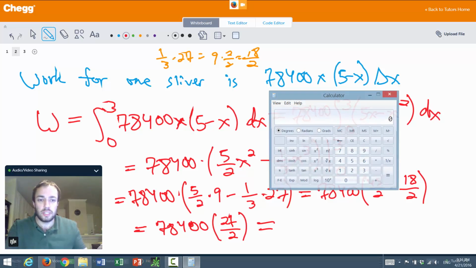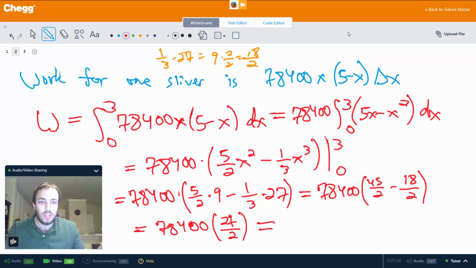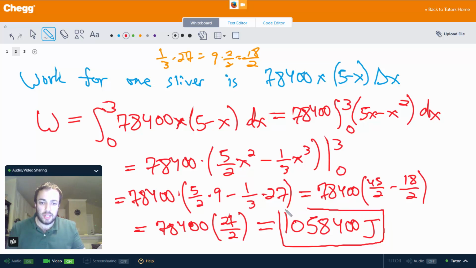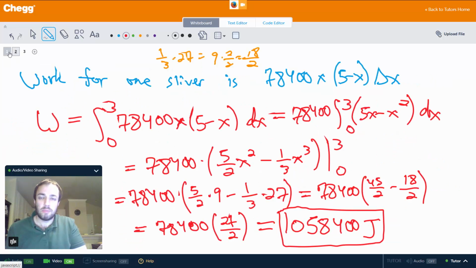And then 78,400 times 27 over 2, these numbers are getting a little big now, so let's bust out the calculator. And we're going to have 78,400 times 27 divided by 2 is 1,058,400, and joules is the unit of work there. So basically what we just found out is that it takes 1,058,400 joules of work to pump all of the liquid out of this tank here. Okay. So this has been an example of pumping liquid out of a tank, and I hope you found this video helpful, and thank you for watching.